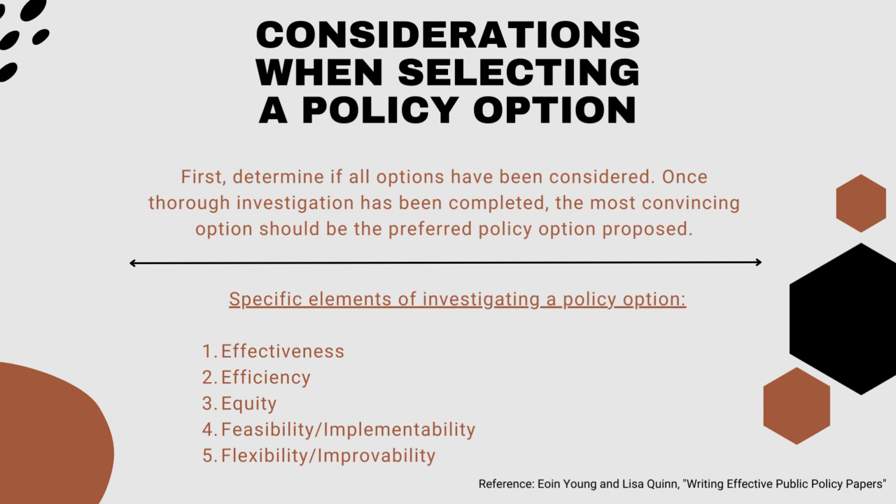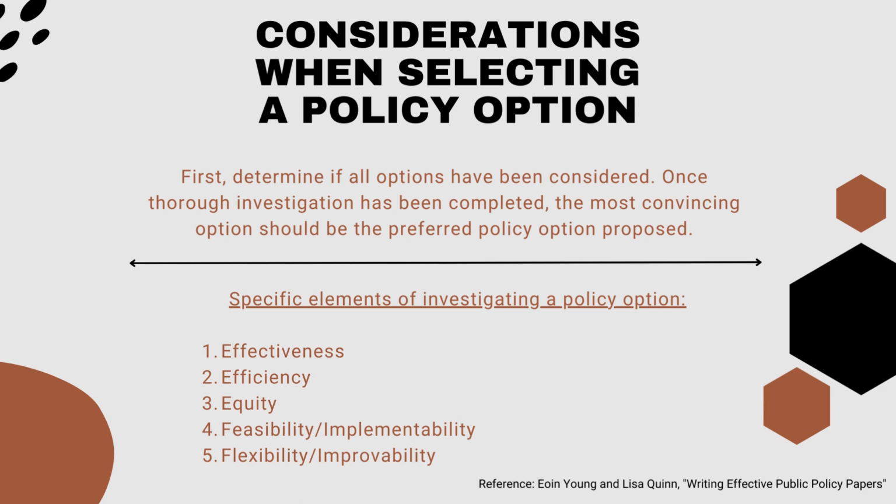Considerations when selecting a policy option. First, determine if all options have been considered. Once thorough investigation has been completed, the most convincing option should be the preferred policy option proposed. There are specific elements of investigating a policy option. The first being effectiveness. How effective can the policy be in solving the problem? Second, efficiency. A cost-benefit analysis will be conducted based on both monetary and societal costs. The third is equity. How fair will the impacts be on society?